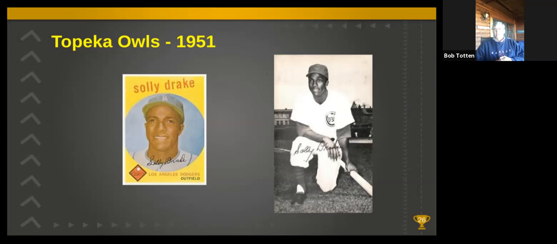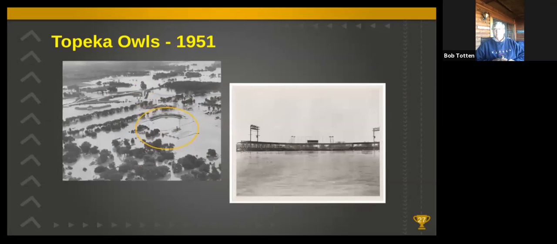Of course, 1951 was the year of the flood, and the Owls felt the brunt of it. Their stadium was buried underwater, and their home games had to be moved elsewhere. The photo on the left shows the ballpark in relation to the city of Topeka, and the photo on the right is taken from the center field fence, and all you can see is water. It had covered both of the dugouts and quite a bit of the bandstand.